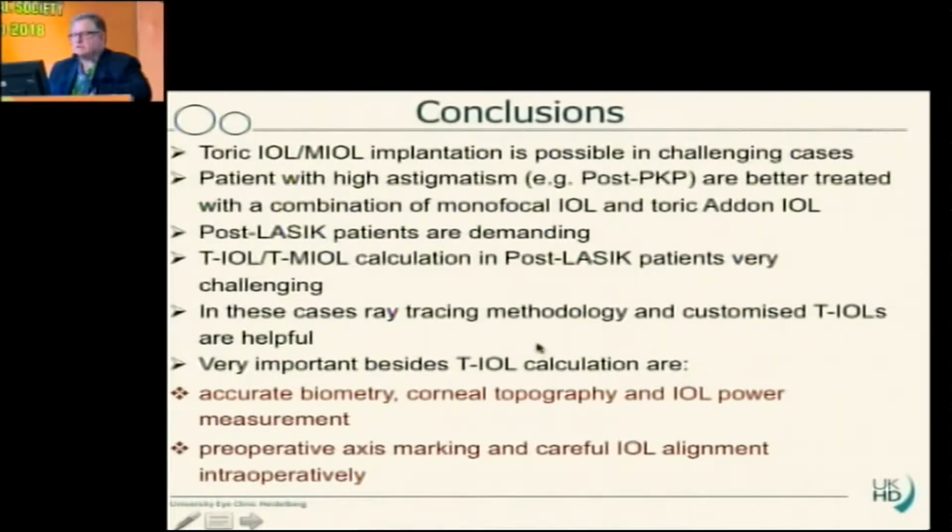So the conclusions are that toric intraocular lenses are possible in challenging cases, high astigmatism. Think about add-on lenses available here, and accurate biometry and preoperative axis marking, and this is of course very important.